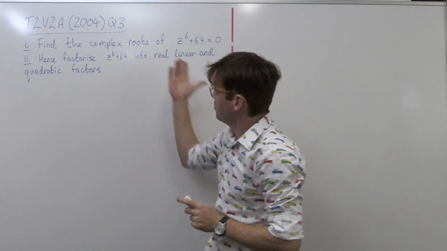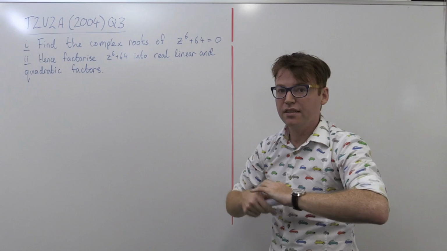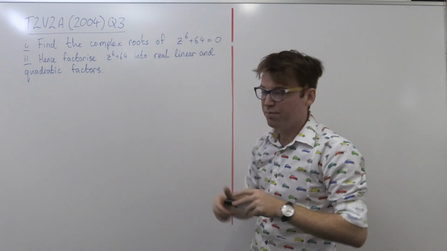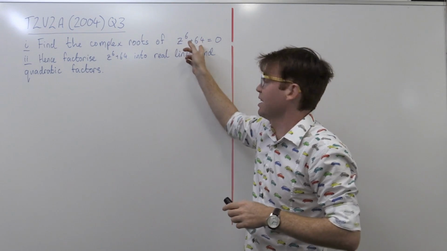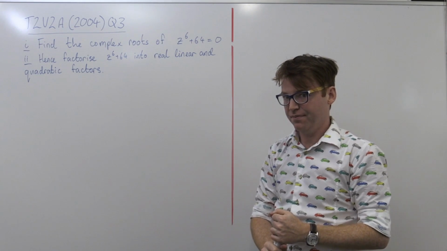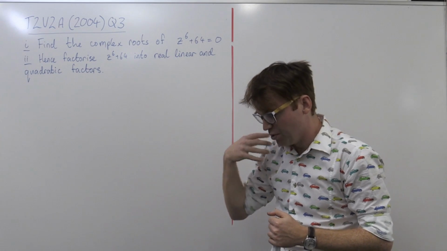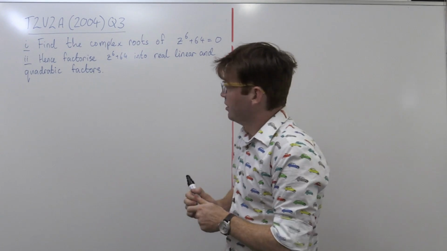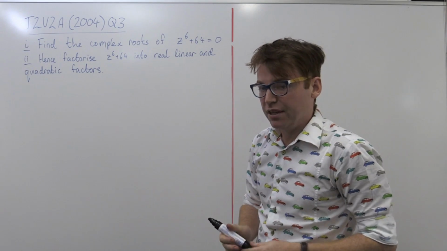So hopefully you've all seen questions like this before. There is an algorithm to follow. The polynomials will be different, the powers will be different, that number there will be different, but the algorithm is always the same. So once you know what the algorithm is, you'll be able to do all these questions. The first thing you do is convert everything into polar form.